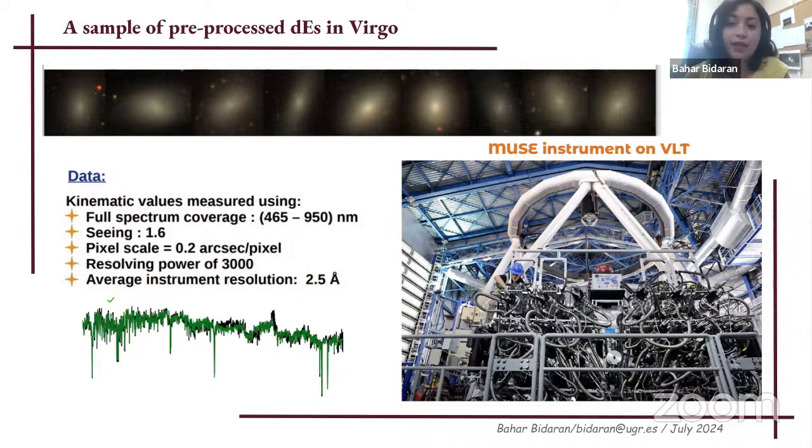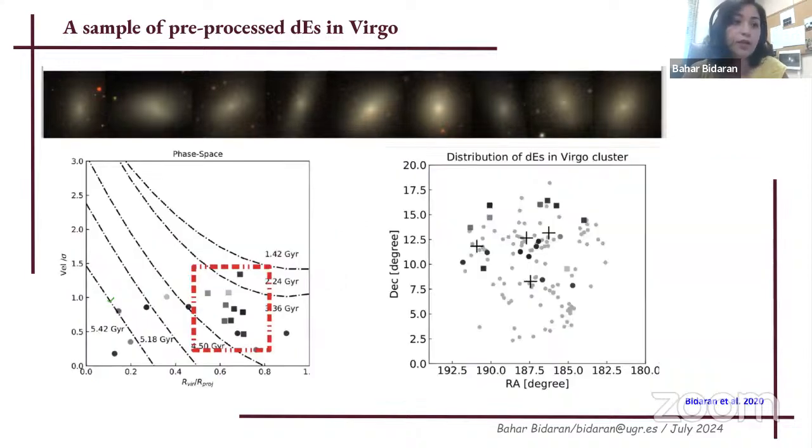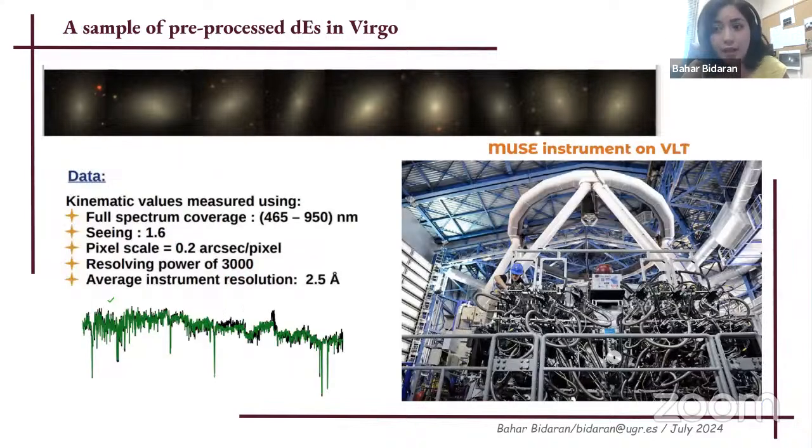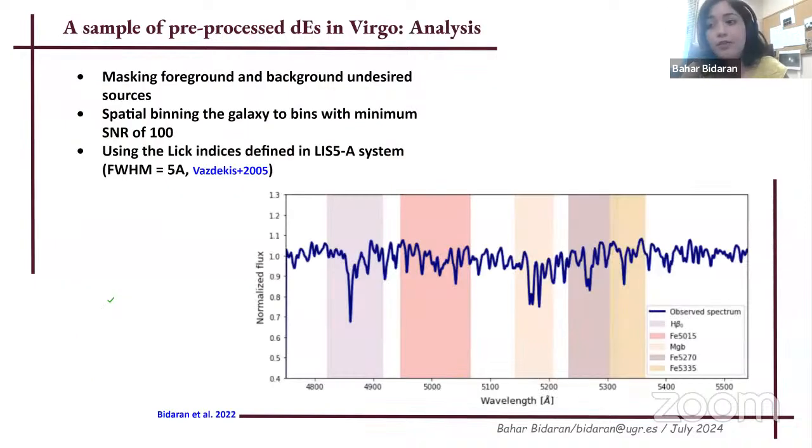We did the data reduction ourselves, and we did some analysis on their kinematics, which I'm not going to cover in this talk. The results of the kinematics are published in Bidaran et al. 2020, but today I'm going to focus only on the stellar population properties because they are the key. They are the fossil record of what happened to the galaxies.